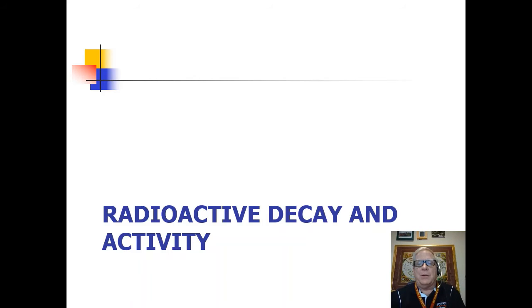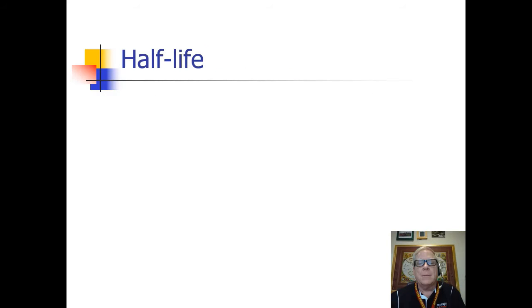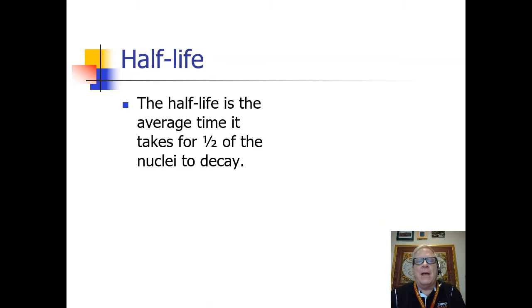In this section, we're going to learn about the mathematics of radioactive decay. Radioactive decay is normally described in terms of its half-life. The half-life is the average time it takes for one half of the nuclide to decay to something else. Actually, half-life can be used in many other situations besides radioactivity.